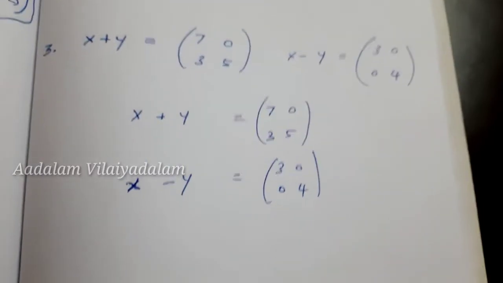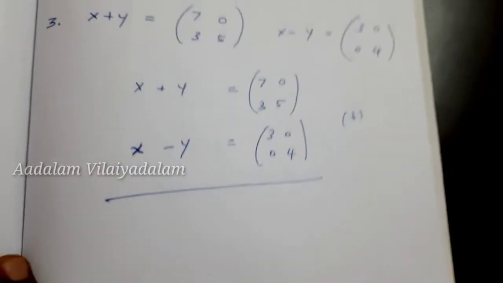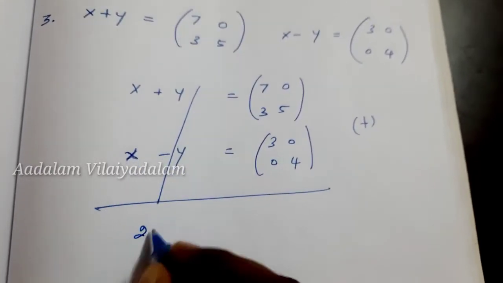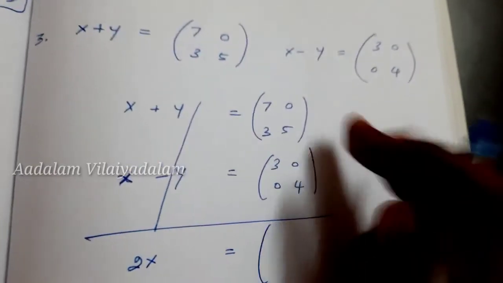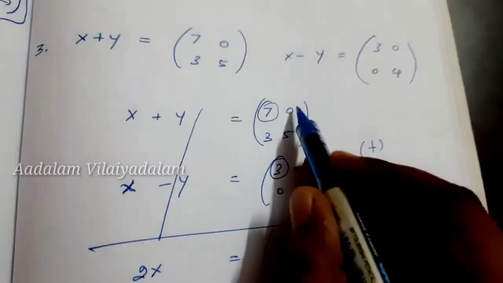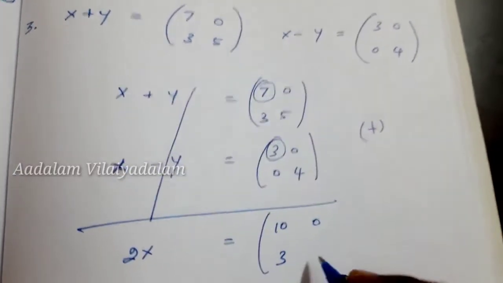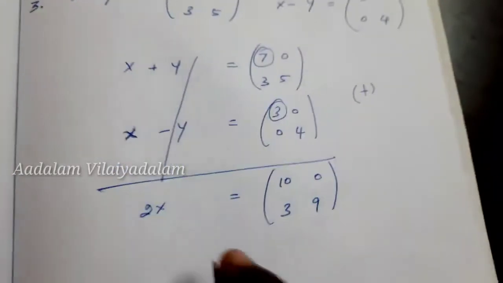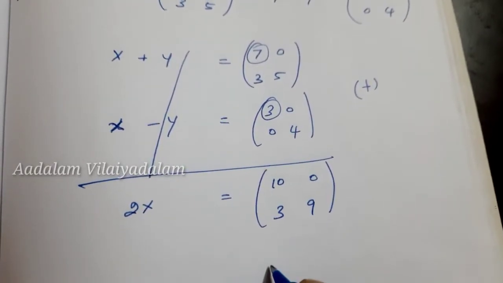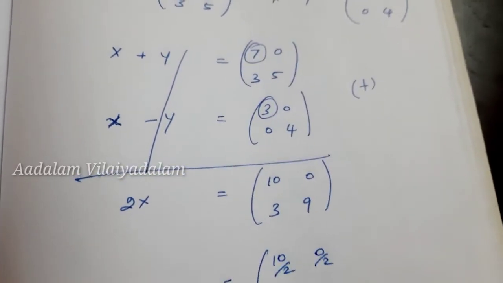So to find the values of x and y, let us add these two values. If we add it, then this y and minus y will be cancelled. Then we get 2x, that is, when we add the corresponding elements, we get 7 plus 3 we get 10, 0 plus 0, 0, and 3 plus 0, 3, 5 plus 4 we get 9. If we divide these values by 2, then we get 10 by 2, 0 by 2, 3 by 2, 9 by 2.